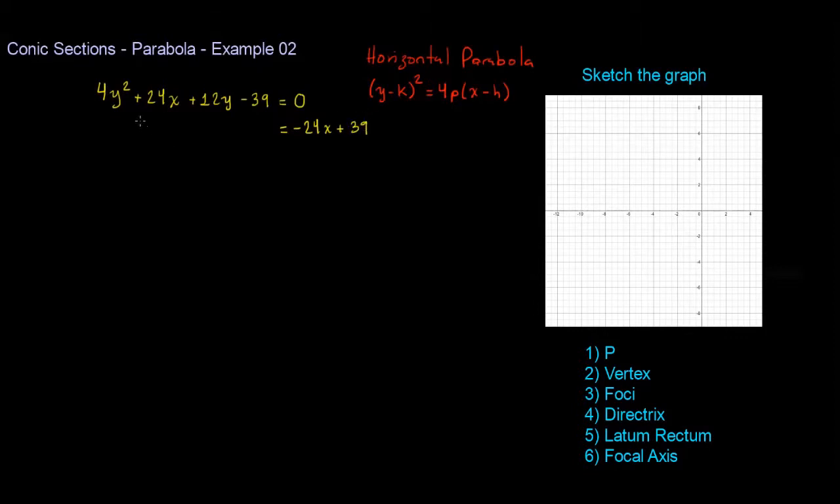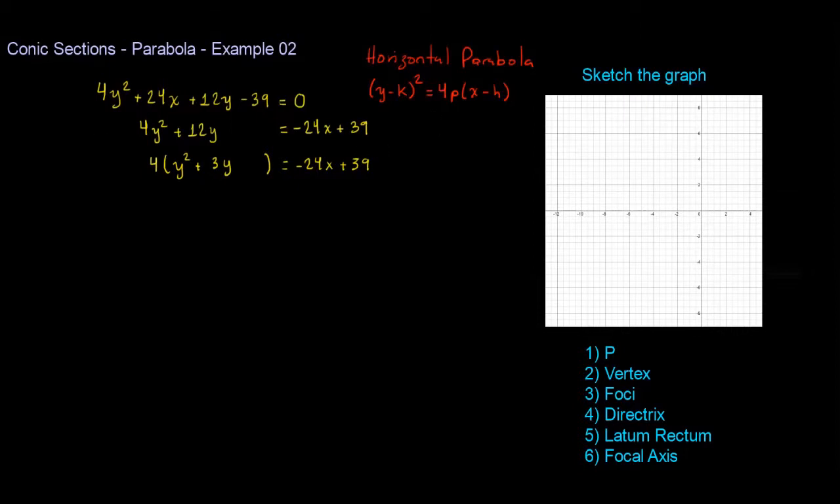Now on the left, we'll have the 4 times y squared plus 12 times y. Now, in order to complete the square, the y must be entirely alone. There has to be no number multiplying the y. So I'm going to factor out the 4 out of these two terms. So it will look like this: 4 times y squared plus 3 times y. Now I'm going to leave a blank space here because we're going to complete the square. It will be negative 24 times x plus 33 on the right.